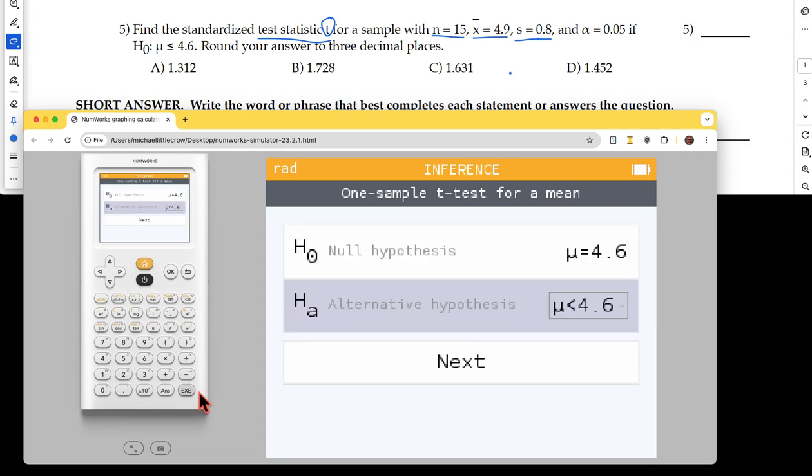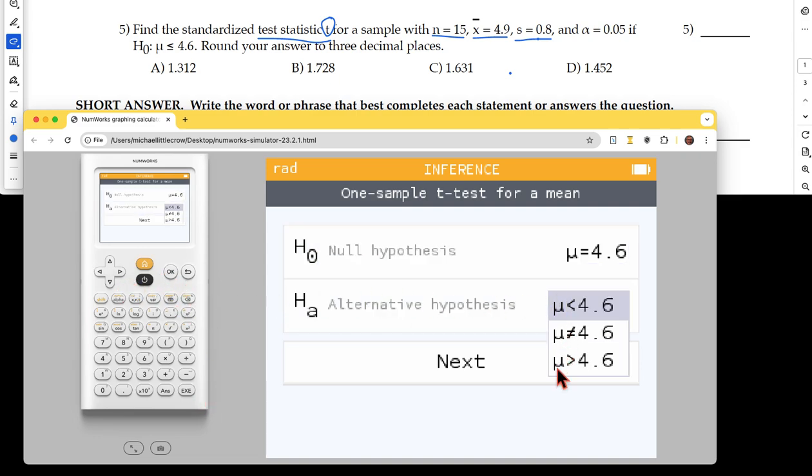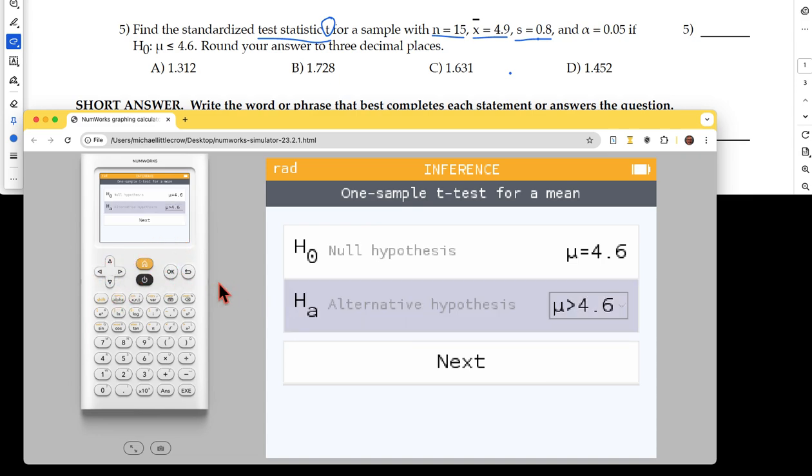4.6. And now in the alternative hypothesis, this is where we're going to choose the complement of the null hypothesis. So since the null hypothesis is less than or equal, the alternative is going to be greater than. This is going to make it a right-tailed test. Okay, so that's why all these t-values are positive.